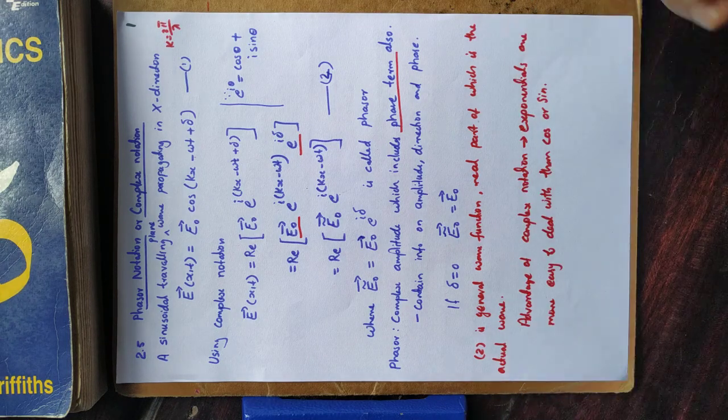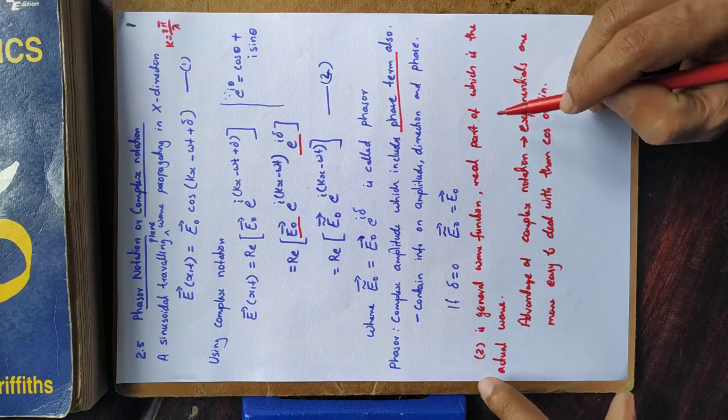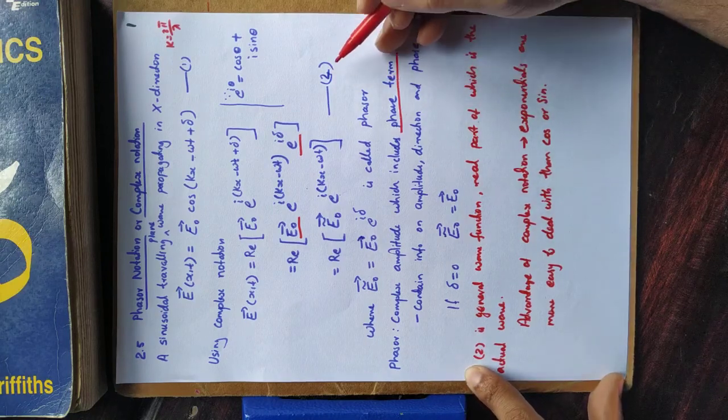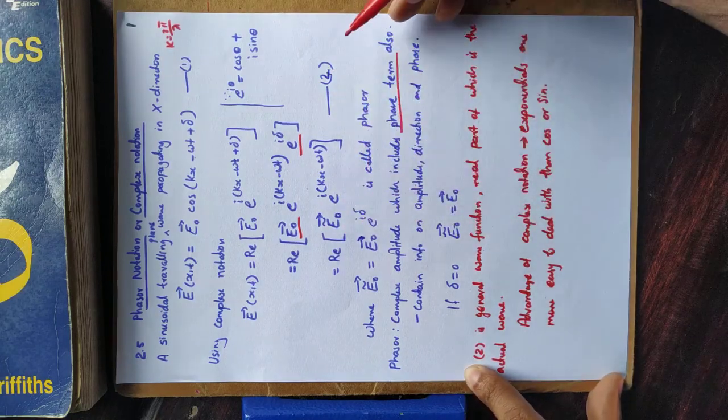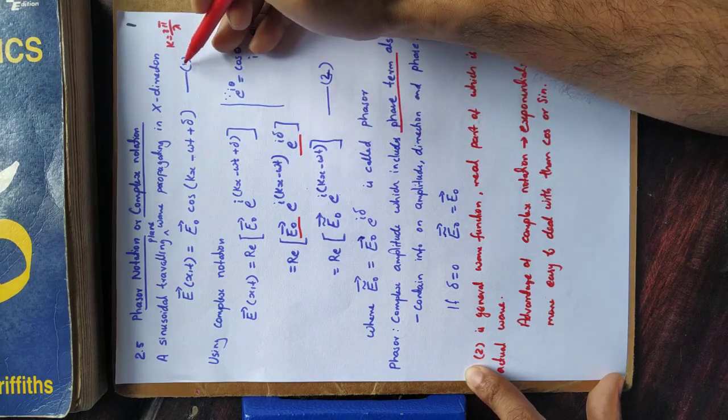So what are the advantages of introducing complex notation? So equation 2 is the general wave function. The real part of this is the actual wave.